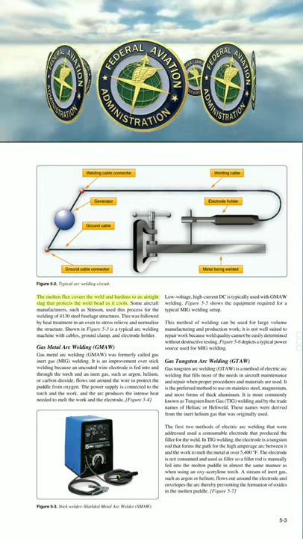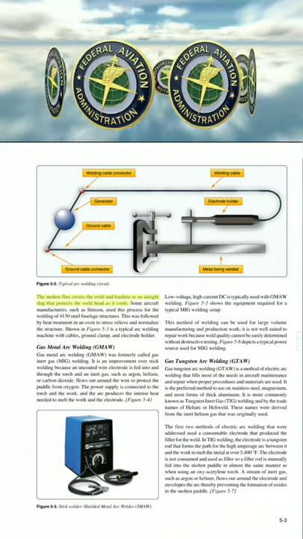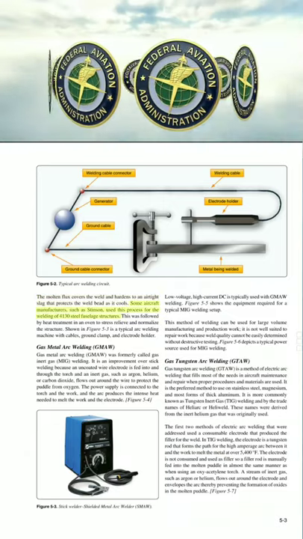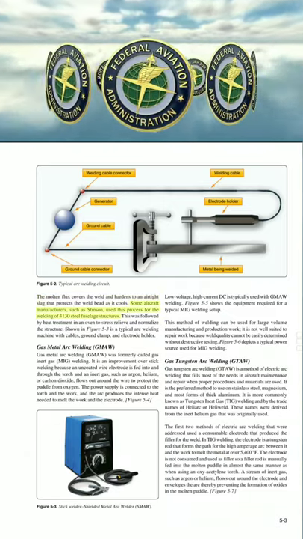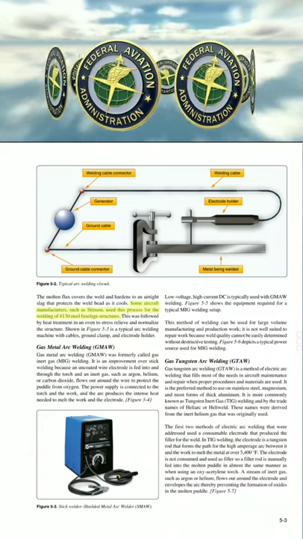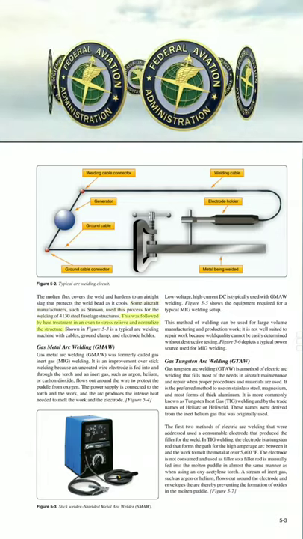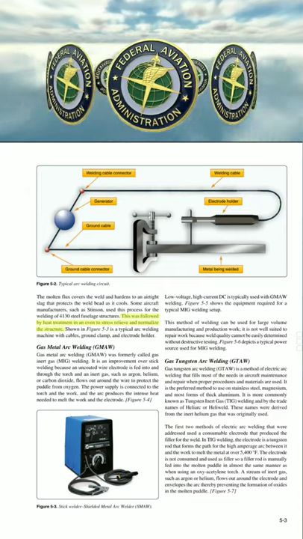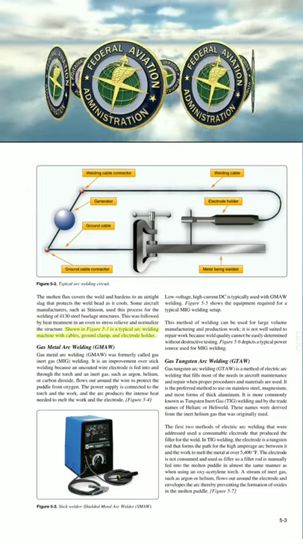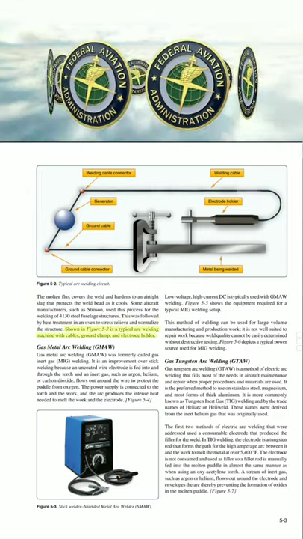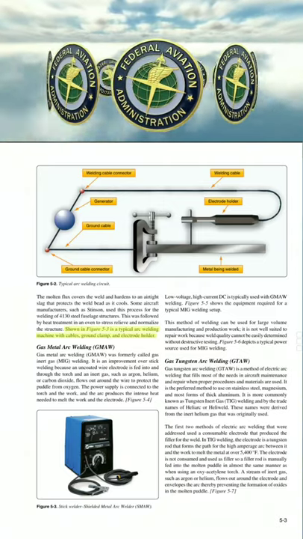The molten flux covers the weld and hardens to an airtight slag that protects the weld bead as it cools. Some aircraft manufacturers, such as Stinson, used this process for the welding of 4130 steel fuselage structures. This was followed by heat treatment in an oven to stress relieve and normalize the structure. Shown in Figure 5-3 is a typical arc welding machine with cables, ground clamp, and electrode holder.